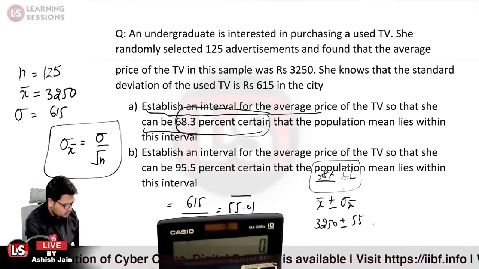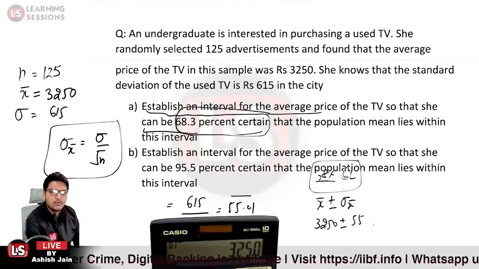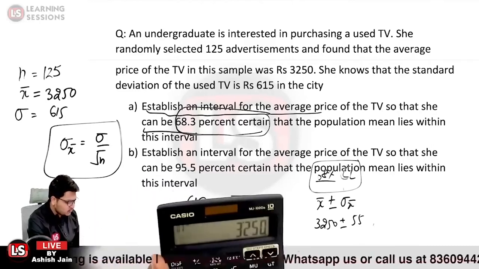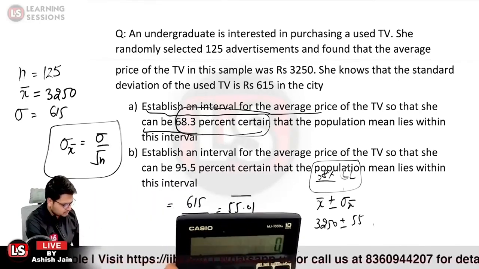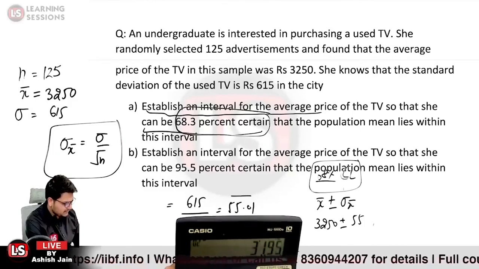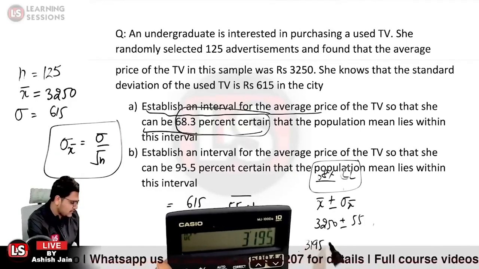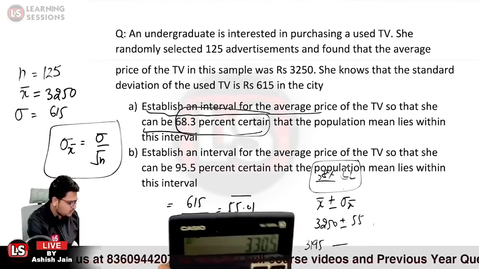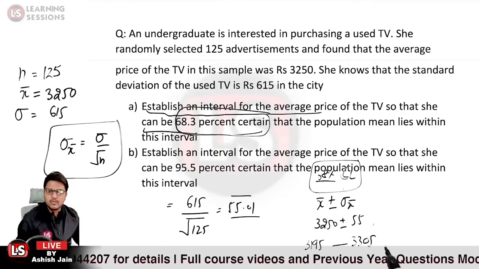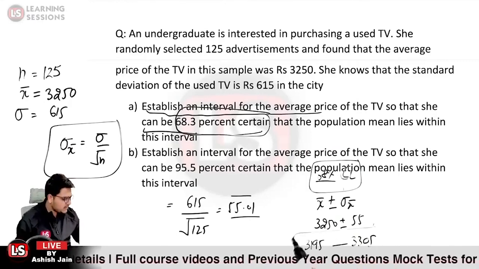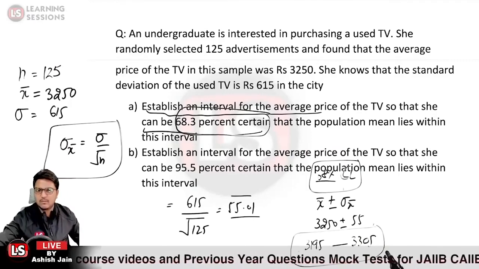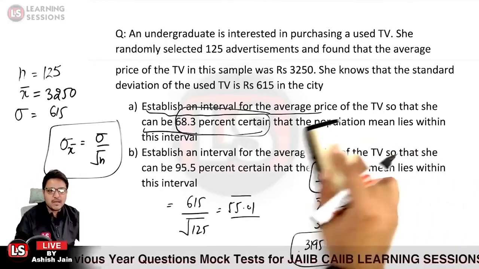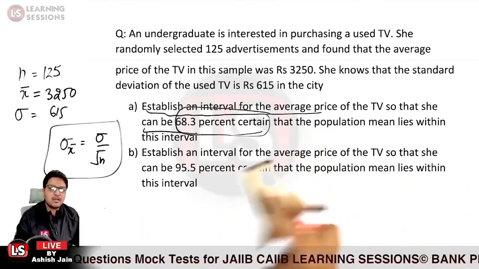Mean is given to be 3250 now. So 3250 minus 55 is equal to 3195, and further the second value would be 3250 again plus 55, that is equal to 3305. Okay, so that would be the interval that we are concerned about. Is that clear?